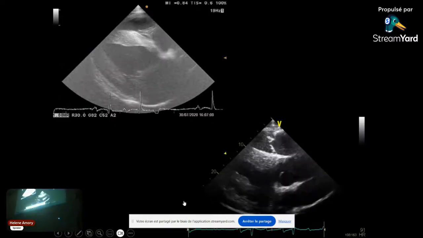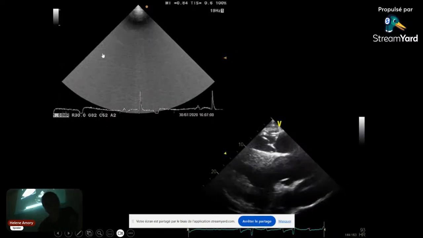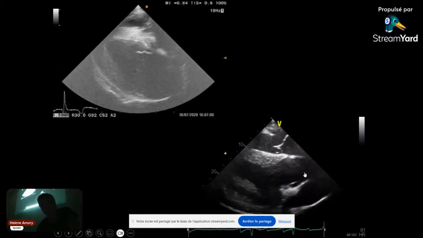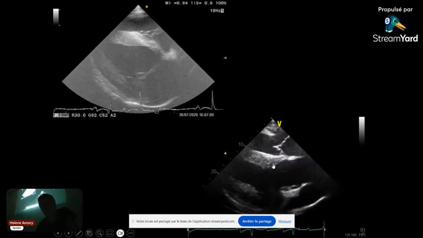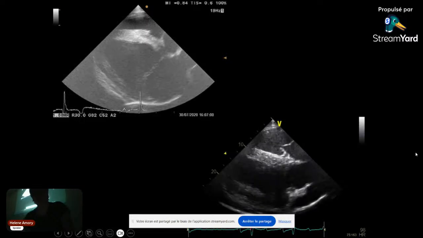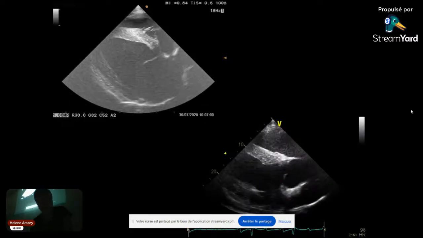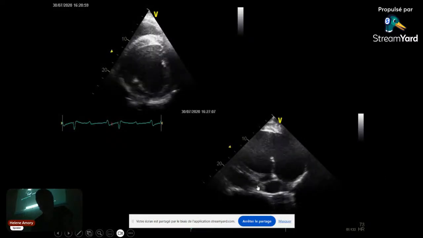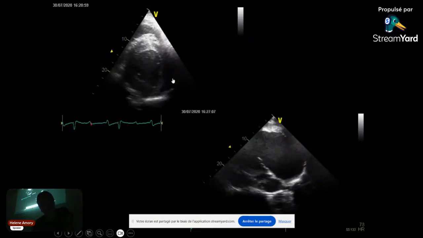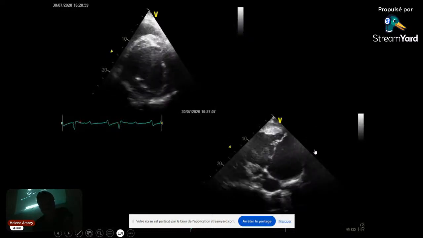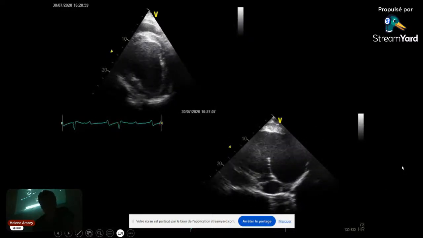The quality of the image is not very good, but the long axis view is normal. This is the aortic view. I have no septal defects. But it's important to check. Maybe I will control with the Doppler along the wall, the interventricular septum, just to be sure. Short axis view is normal. This is the long axis view from the left side, normal also.